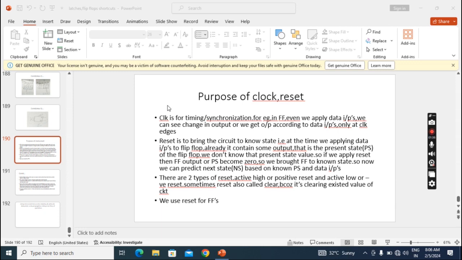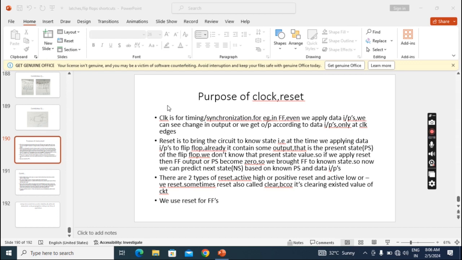That is called present state. I don't know what that existing output, the present state, is. So I want to bring that present state into a known state. If I apply reset, that present state will become 0. Okay, it will become a known present state. So now I am applying data input. I know that data input, and I know the present state also, because I made it a known state, so that I can predict the next state. Whatever the output coming now, that will be the next state. So like this we can bring the circuit into a known state. For that purpose we use reset.